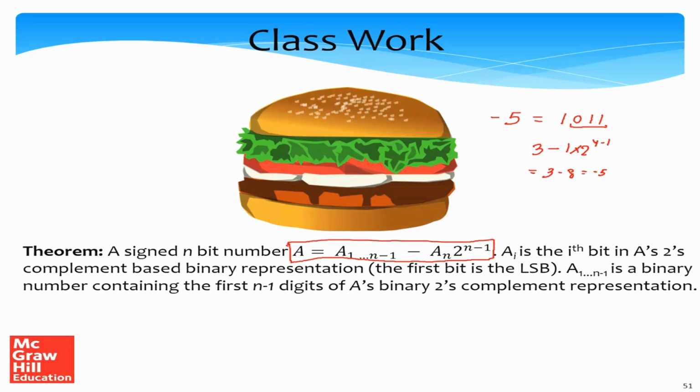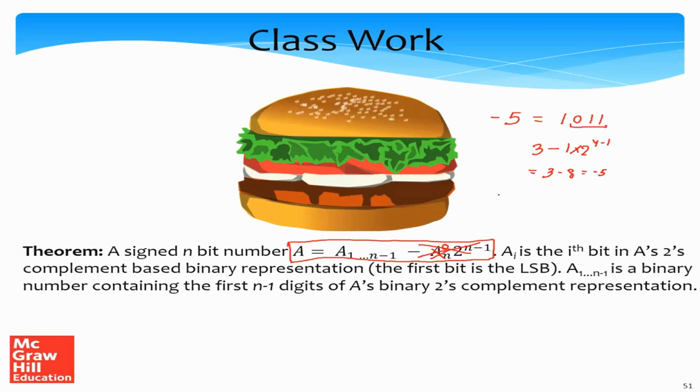So in a sense, what we want to prove is this result: given a signed n-bit number A, if we consider the number made by its first n-1 bits, A1 to n-1, and we subtract the MSB times 2 to the power n-1, we'll get the original number A. That's what we need to prove. What we have seen is that for positive numbers, this is trivially true, because the MSB is 0, and 0 times any number is 0. So essentially this part goes away, right?